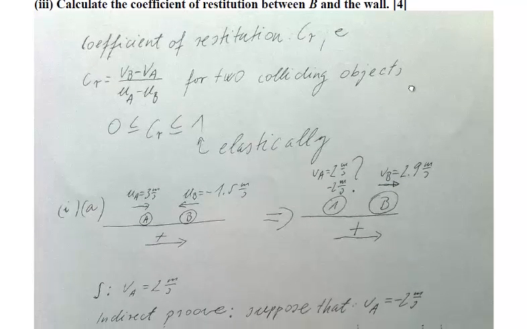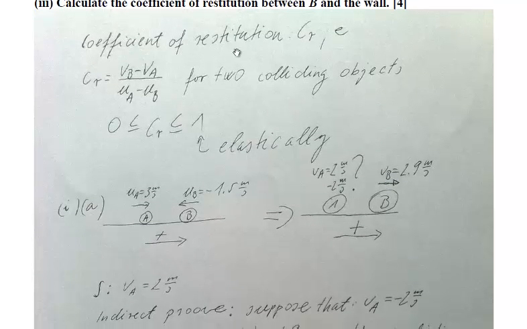We should know that the coefficient of restitution, CR or e, is VB minus VA over UA minus UB for two colliding objects. These are final velocities and these are initial velocities, and CR is equal to 1 when the collision is elastic.